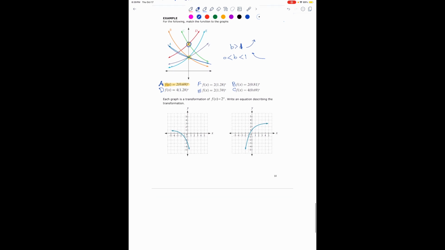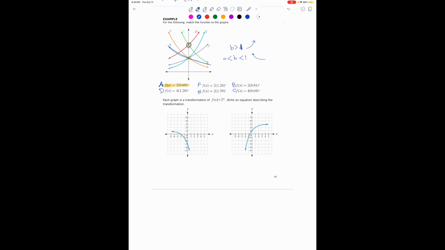The last piece here is we need to know how to graph a transformed function if we were given the transformation and write an equation for that function. The last step here would be to find the equation for a transformed function. So if the graph is a transformed function of f of x equals 2 raised to the x power, we want to write an equation describing the transformation. So if we look at the first graph right here, notice how this graph has flipped or reflected across the x-axis, and then it shifted up.